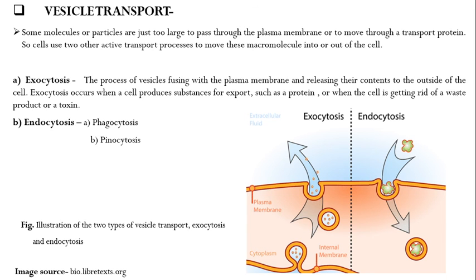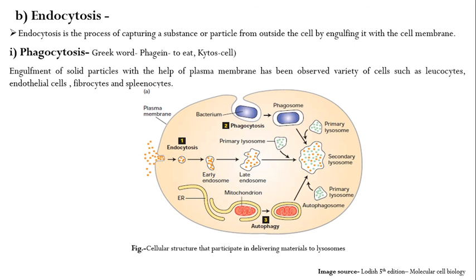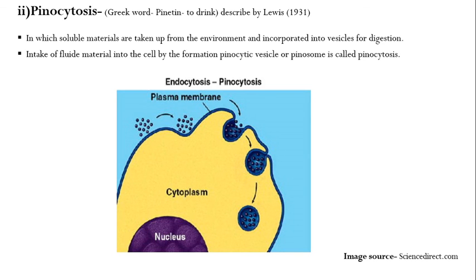Phagocytosis is the eating of cells or solid material. This process is known as phagocytosis. And pinocytosis is the process in which liquid material is drunk, absorbed or engulfed, and these vesicles, called pinosomes, form. This is called pinocytosis. Okay, got it. So thank you.